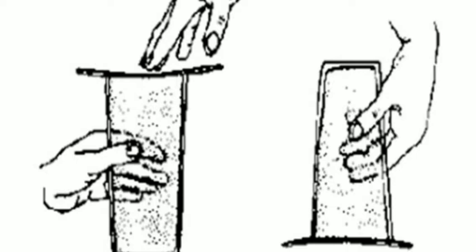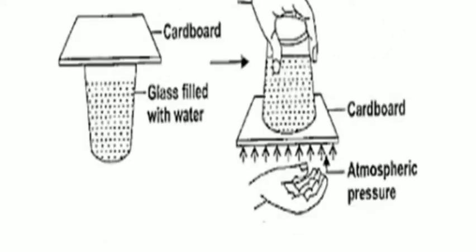Do you know why this happens? Because there is some pressure being exerted. Our hand is not exerting any pressure. Then what? It is the pressure exerted by the air in the atmosphere. Now air is present everywhere. So basically the atmospheric pressure exerted on the cardboard is greater than the pressure exerted by the water inside the glass. So this atmospheric pressure forces the cardboard to stick to the glass.